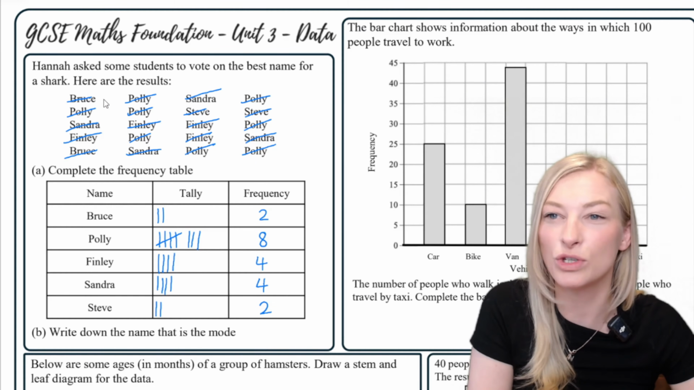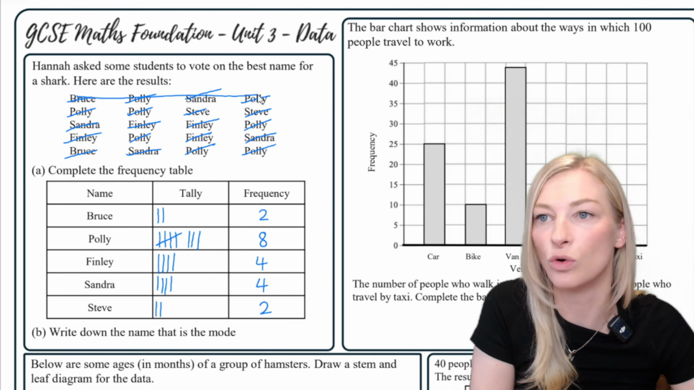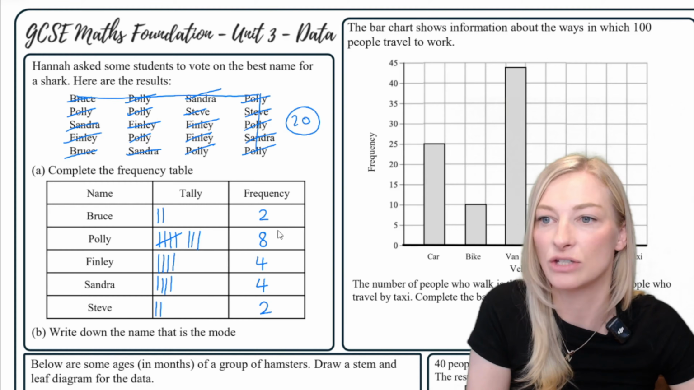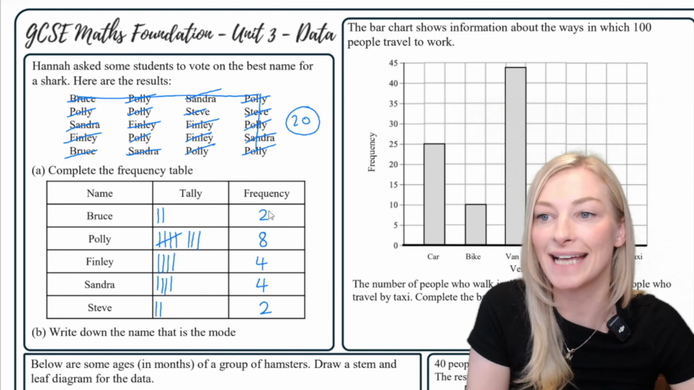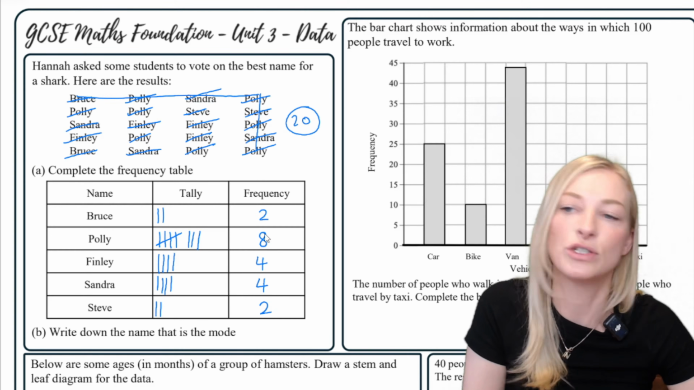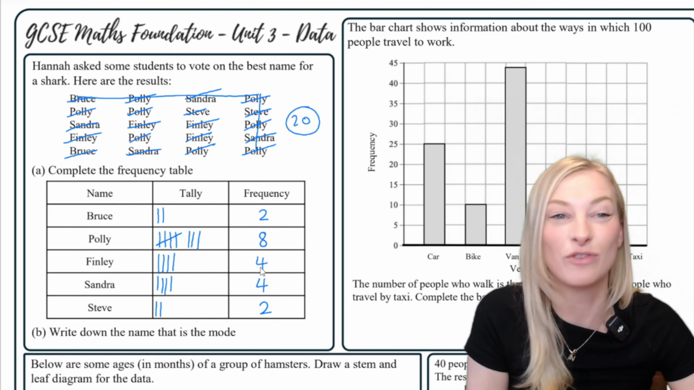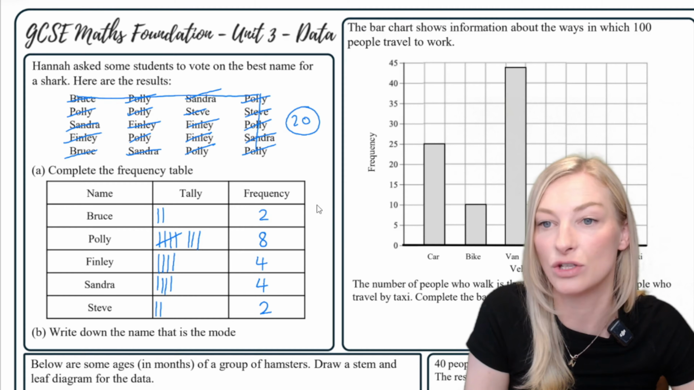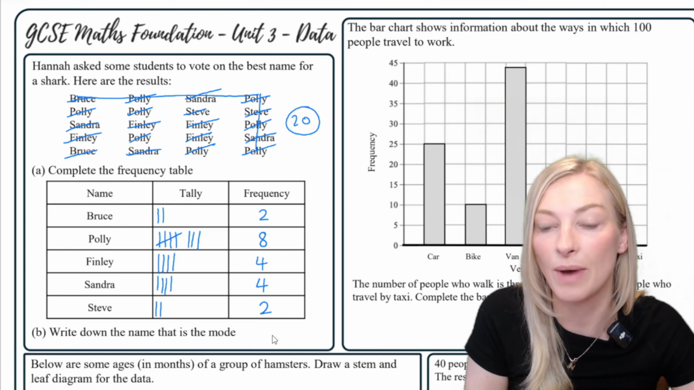Now, I probably would just check, because up here there were 4 rows of 5. I know it should add up to 20. There were 20 pieces of data up here. So I'm just going to do a quick check. 8 add 2 is 10. Add 4, add 4, add 2. Yes, that adds up to 20. So I know I've not missed any. It's a pretty good thing to do, just to check that you haven't missed any as you've gone through. And that adds up to 20, so we're happy with that.